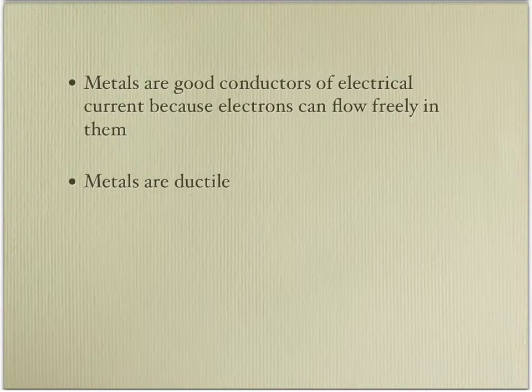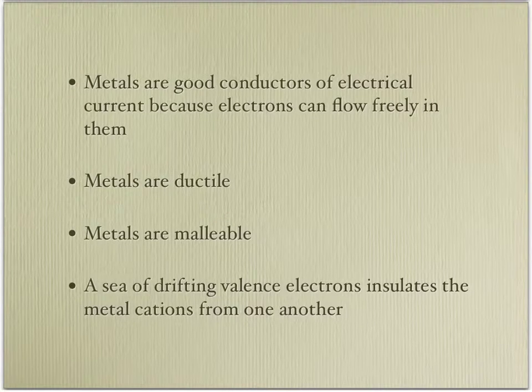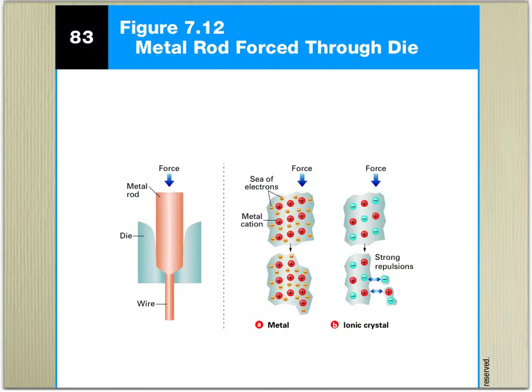Metals are also ductile, which means that you can pull them into wire. They're malleable. You can pound them into sheets. And the reason that they can do this is, once again, these valence electrons shield each other. Look at this picture here. First of all, you're seeing that it can be pulled into a wire and it doesn't break. Now, if you try doing that with a non-metal, it's going to break.